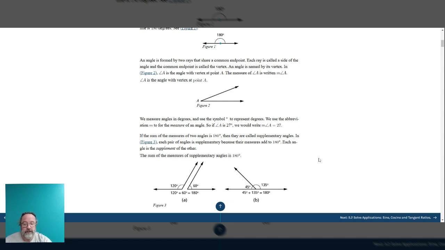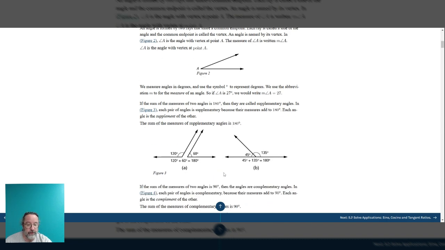I'll understand. If the sum of the measures of two angles is 180 degrees, then they are called supplementary angles. In figure 3, you can see, total adds up to 180. So if angle A is 60, the other one's 120. 135 becomes 45. Very simple. We'll go through lots of those.